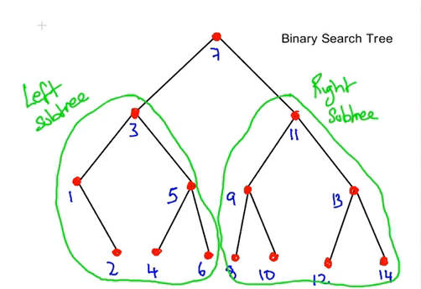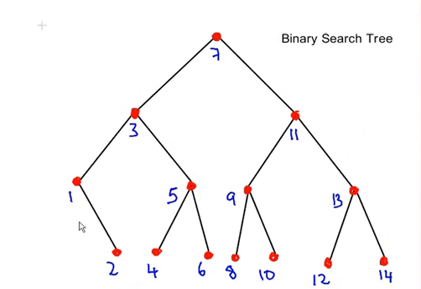Okay. Lastly, we're going to look at the end vertices. End vertices are the nodes that have no children. So all of these nodes down here are end vertices. They have no children. Okay. We would also call them external nodes.